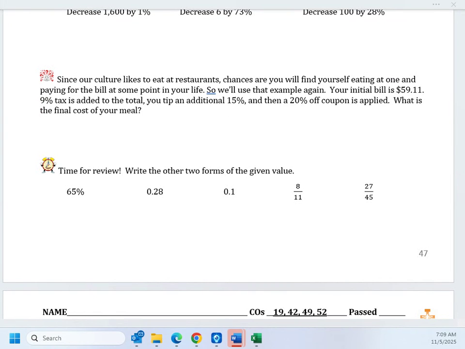On the very bottom, we have a time for review. We are given a percentage, a decimal, or a fraction, and you need to write the other 2 ways. So you need to have 2 answers for each of these problems, showing either the percentages, the fractions, or the decimals.